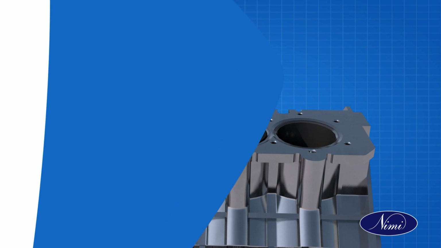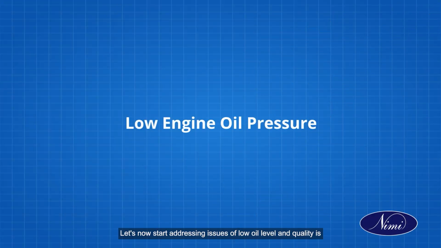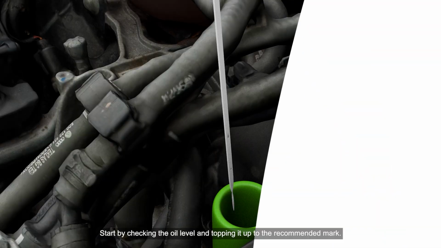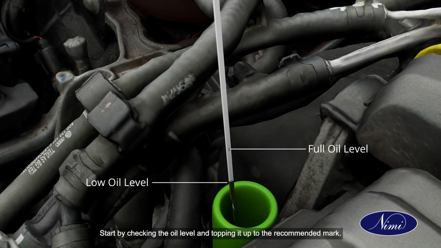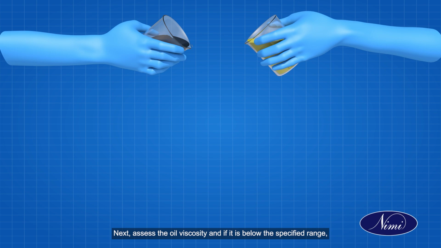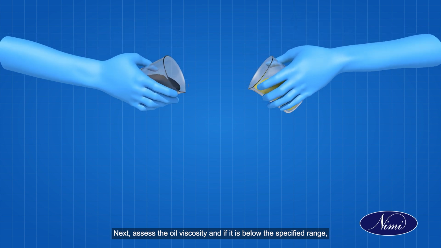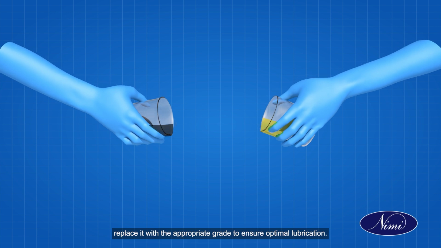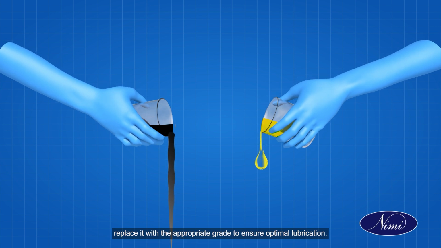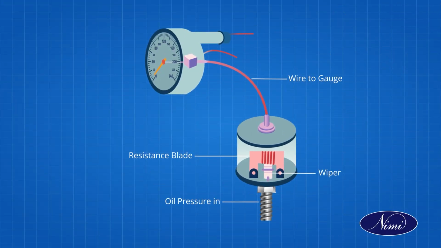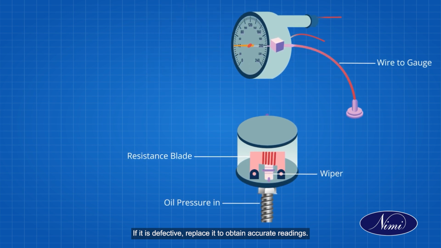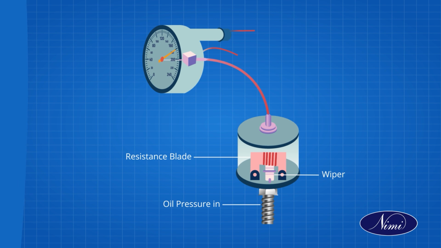Let's now start addressing issues of low oil level and quality, which is vital for the health of an engine. Start by checking the oil level and topping it up to the recommended mark. Next, assess the oil viscosity, and if it is below the specified range, replace it with the appropriate grade to ensure optimal lubrication. Examine the oil pressure gauge. If it is defective, replace it to obtain accurate readings.